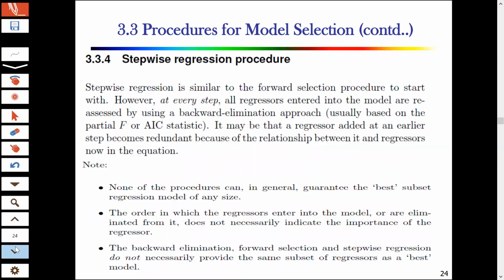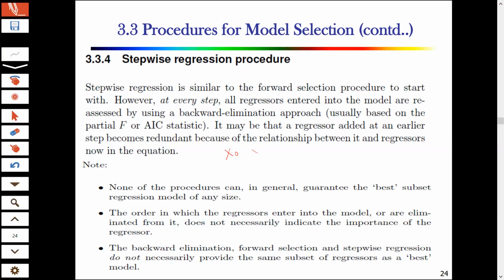The next one is called the stepwise regression procedure. The stepwise regression is similar to the forward procedure. That means it starts with the intercept model. However, at every step, all regressors entered into the model are reassessed by using a backward elimination approach, using F and AIC. It may be that a regressor added at an earlier step becomes redundant because of the relationship between it and the regressors now in the equation. So, let's say in the stepwise regression, it will enter with only the intercept model.